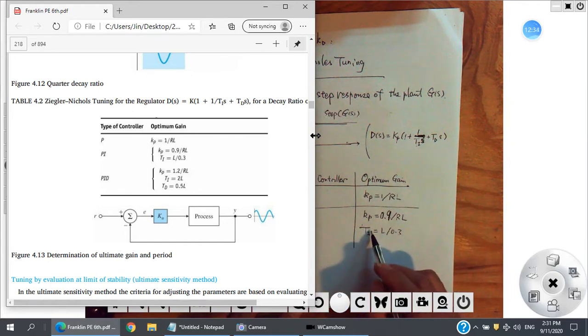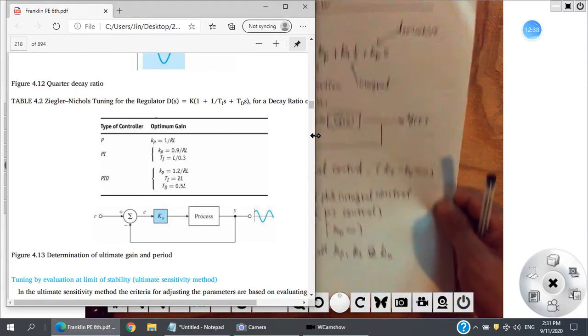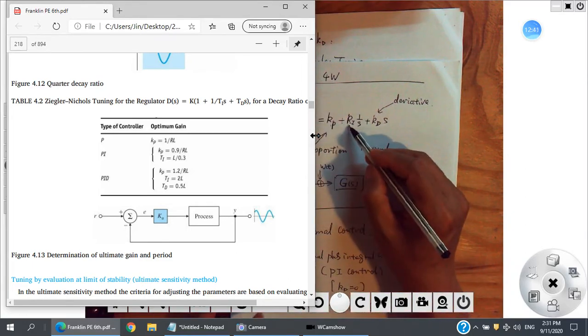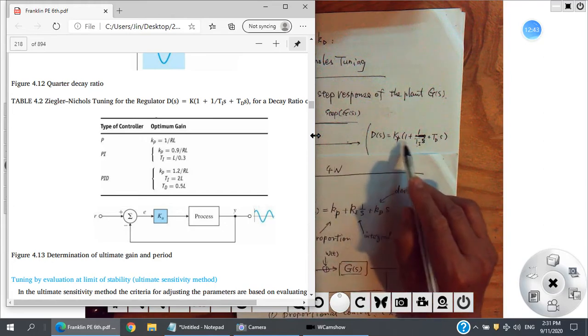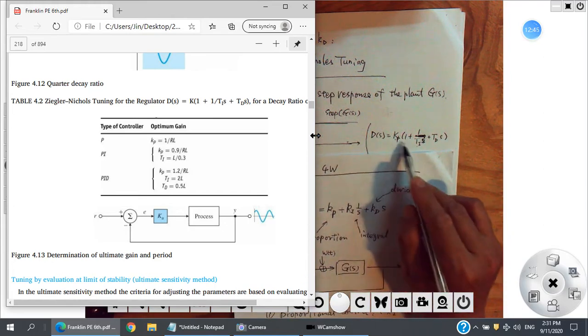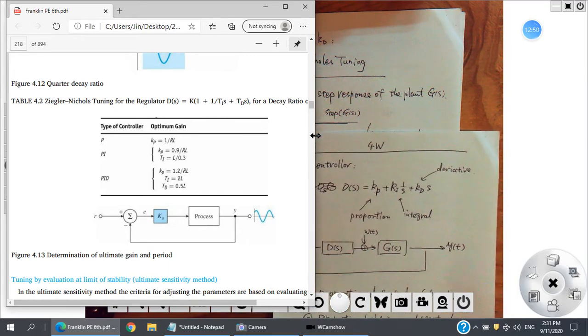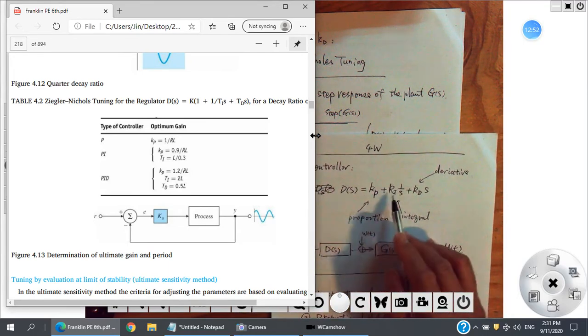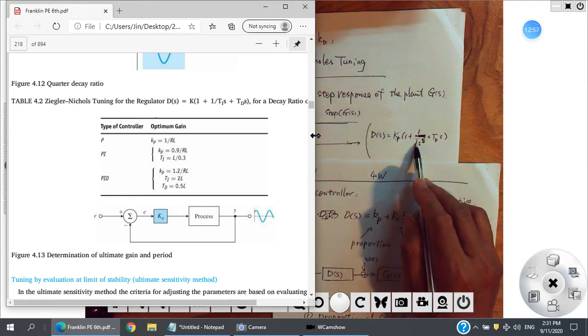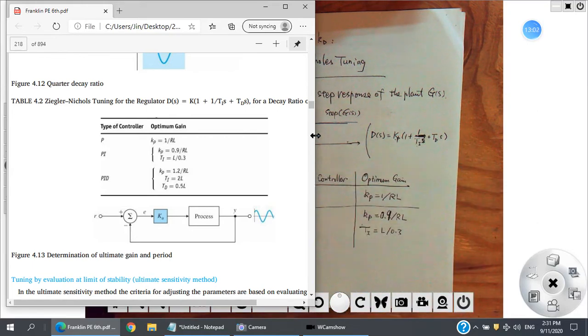Look at this. So here Ti is this number. If you use the notation here, this one is Kp over Ti, right? In the beginning I wrote the controller in this way. So this one is Kp over Ti. This is the second controller.